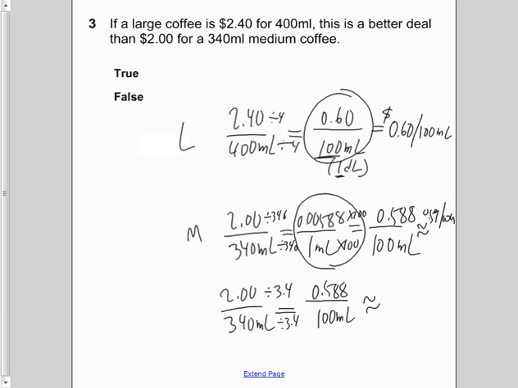So roughly approximately 59 cents per 100 milliliters is the cost for the medium, which means it's false because the medium coffee is actually the better deal, right? It's actually a cent cheaper per 100 mils to buy the medium coffee. So the answer is false.